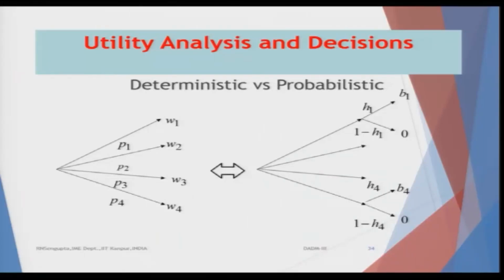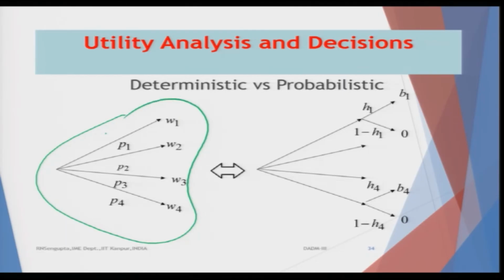So, this is a very simple diagram. We have the deterministic versus probabilistic on the left hand side. Both are probabilistic, but what you are trying to do is combine and find out the expected value on the left hand side. So, for this the expected value would be P 1 into W 1 plus P 2 into W 2 plus P 3 into W 3 plus P 4 into W 4.